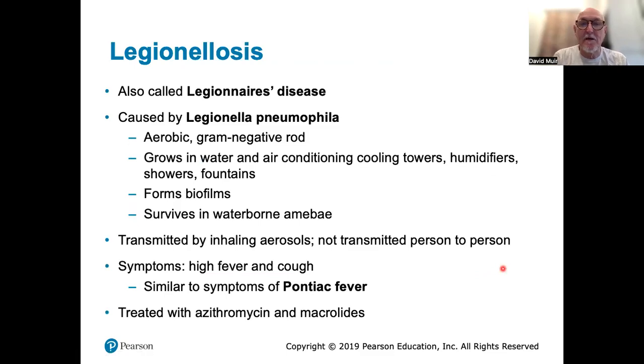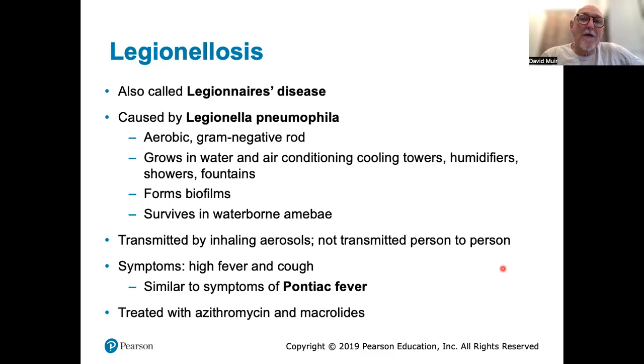And here's the last of the pneumonias, but this one I have talked about before. This is the disease caused by Legionella pneumophila, but it can also be caused by other species of Legionella. Legionella is an aerobic gram-negative rod. It grows very well in water, air conditioning, cooling towers, humidifiers, all sorts of things like that, and even in water fountains. And it is part of a community of organisms that form biofilms within these mechanisms.